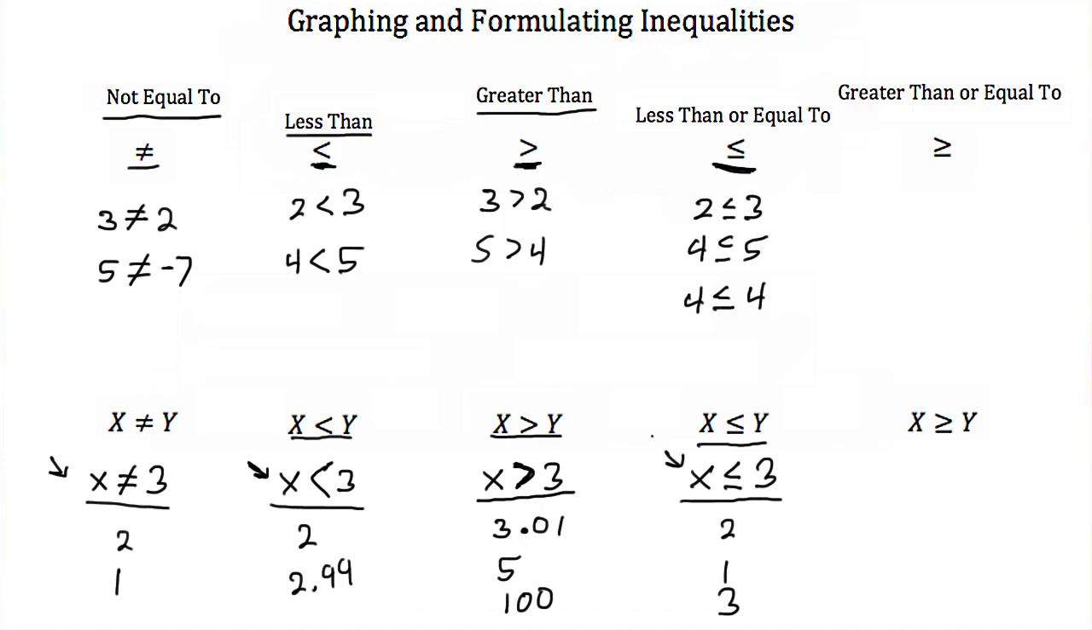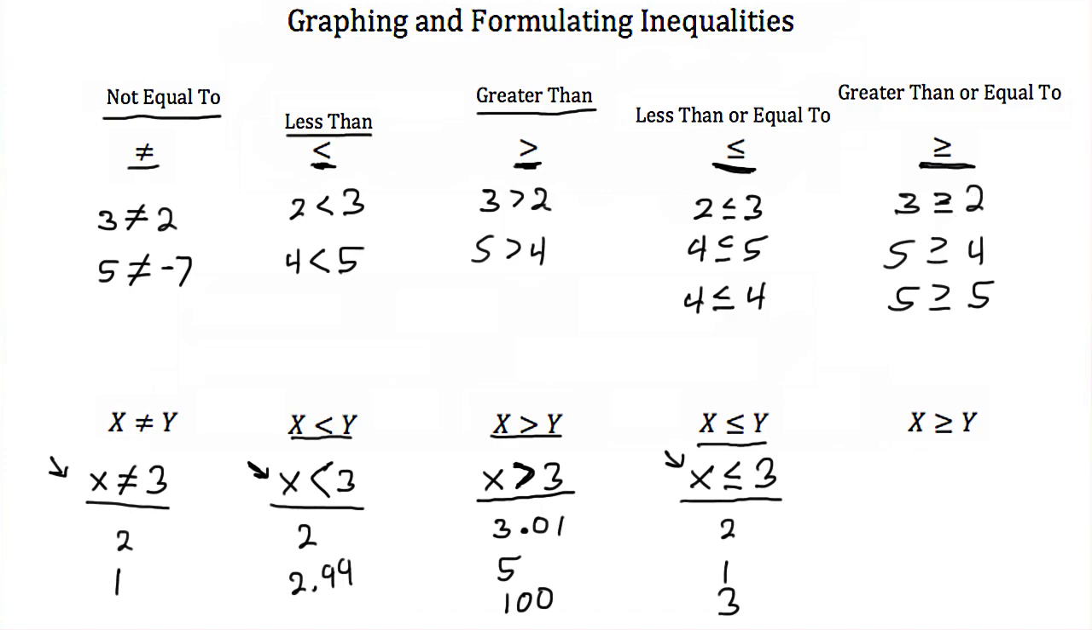Now our last type of inequality is the greater than or equal to sign, which is just like the less than or equal to sign, except it's opposite. And again, it's indicated by this arrow that's pointing to the right and then the equal sign underneath it. So to make this correct, we could say that 3 is greater than or equal to 2, 5 is greater than or equal to 4, but again, because of the equal sign, we could still say that 5 is greater than or equal to 5.